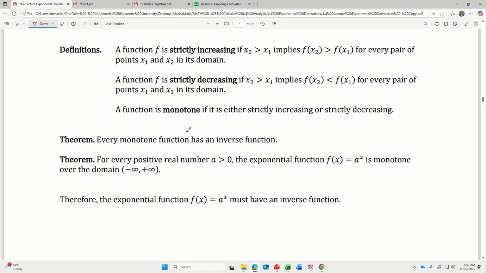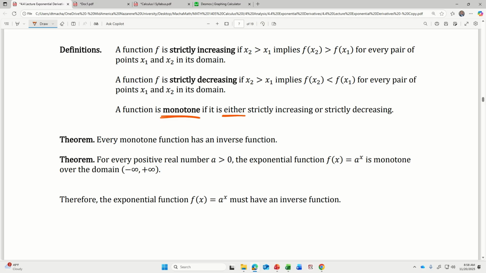So strictly decreasing means the opposite. It goes down from left to right. Monotone means it's either strictly increasing or strictly decreasing. That's the definition of monotone. We say a function is monotone if it is either strictly increasing or decreasing. Every monotone function has an inverse function. If a function is not monotone, then it doesn't have an inverse function.